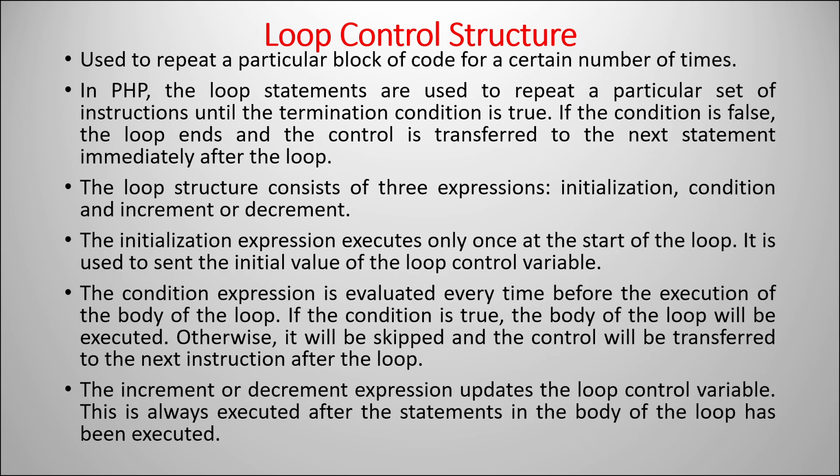The initialization expression executes only once at the start of the loop. It is used to set the initial value of the loop control variable. The condition expression is evaluated every time before the execution of the body of the loop. If the condition is true, the body of the loop will be executed, otherwise it will be skipped and the control will be transferred to the next instruction after the loop. The increment or decrement expression updates the loop control variable. This is always executed after the statements in the body of the loop have been executed.